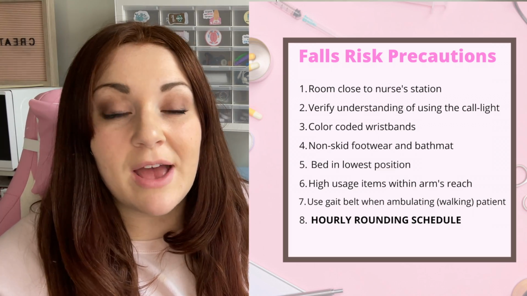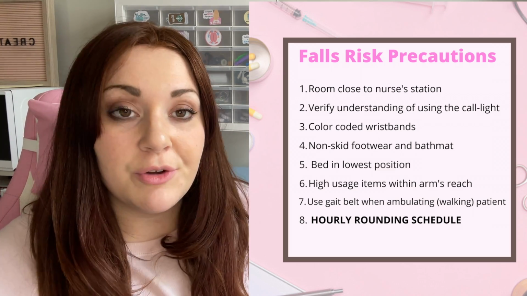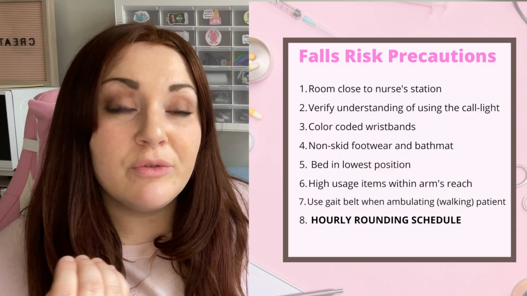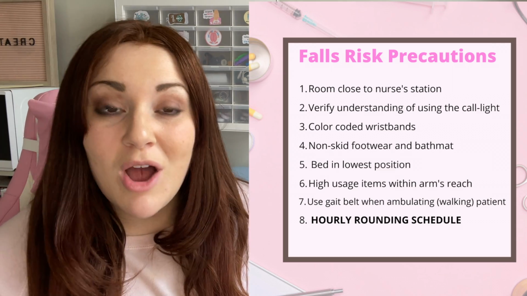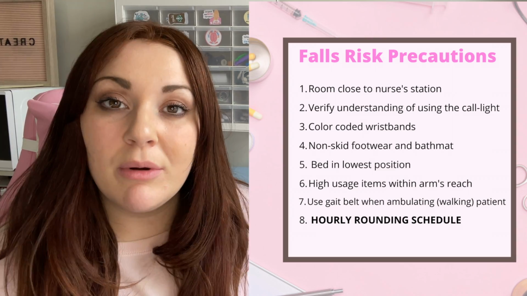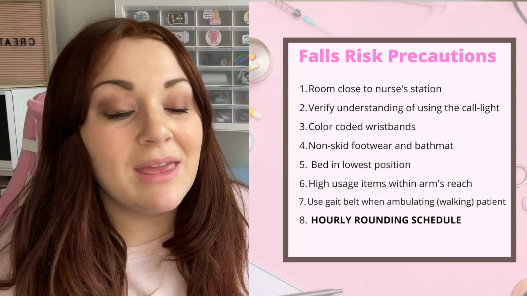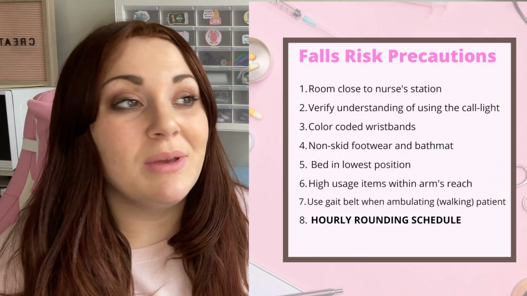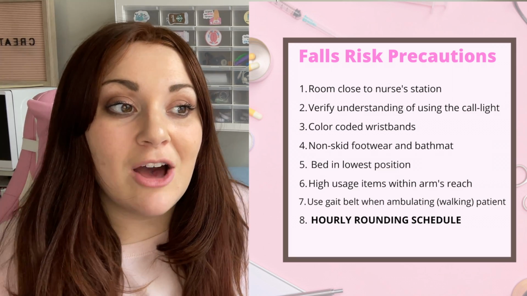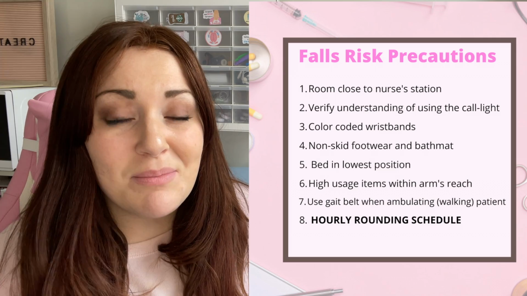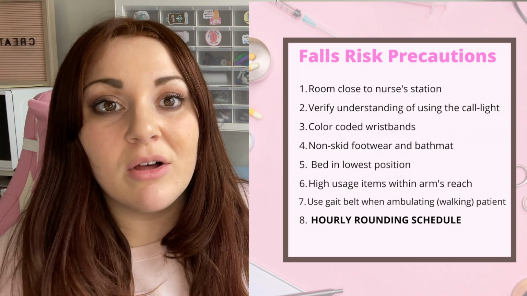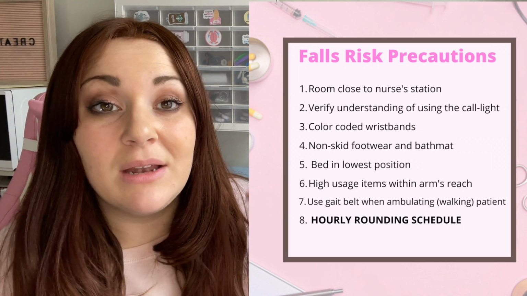As far as the room too, having them close to the nurse's station is helpful, having the bed in the lowest position, having items that they use frequently, like a telephone or their water, within reach. And it's very important that the nurse has an hourly rounding schedule in case the patient needs help getting to the bathroom or ambulating. And so when the nurse does go in the room to help the patient, make sure you always use a gait belt because that will help too if a patient does start to fall, and the nurse can grab the gait belt and help them get back up.